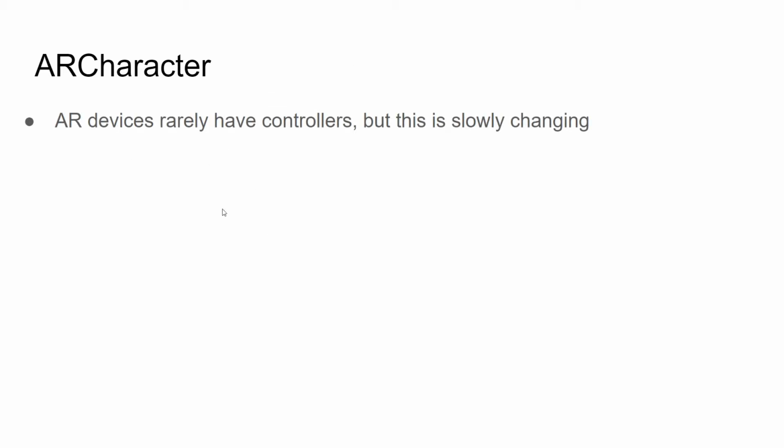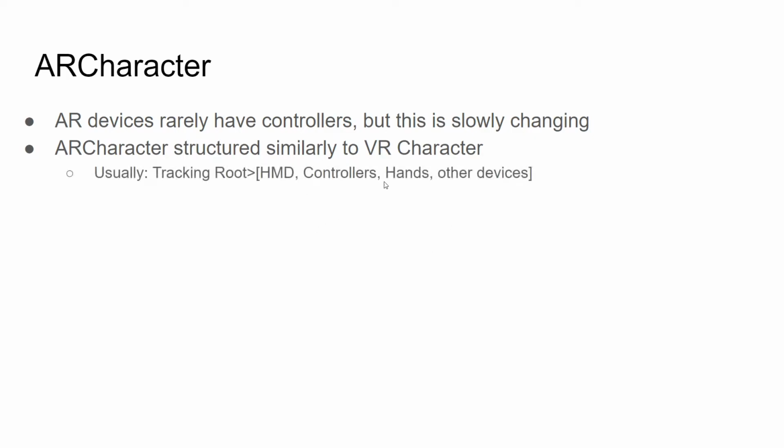So how does an AR character work in a game engine, like if you were to implement this? AR devices rarely have controllers. The HoloLens only has a little click controller, but this is starting to change. The Magic Leap has a tracked controller. The HoloLens 2 will do hand tracking, and it might have a tracked controller. But the AR character is still structured pretty similarly to a VR character.